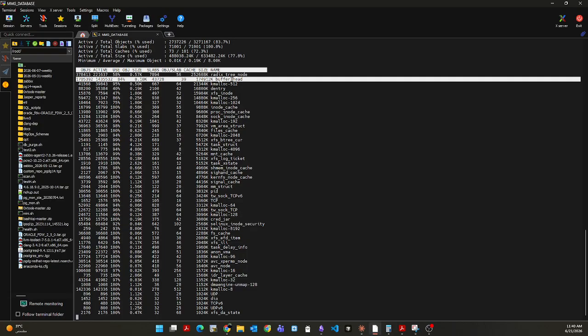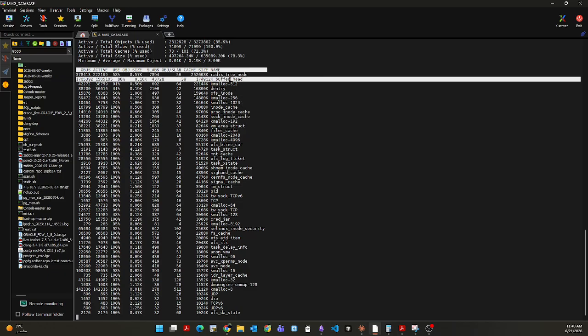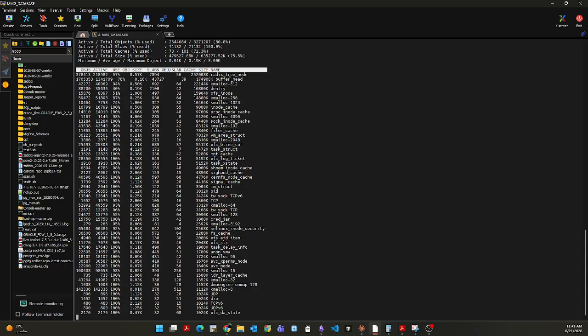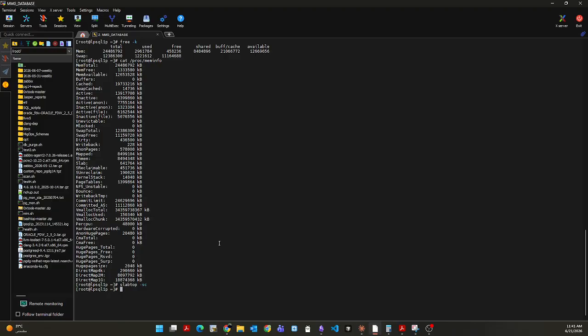Also, we have the buffer head. This one is basically for direct IO. The buffer head is just information about the file, the inode. We have the inode cache too. Those are actually the first things that, if there is a memory issue, are going to be reclaimed by the kernel. Usually with the default kernel configuration, every time there is memory pressure, the first thing to be reclaimed is this slab reclaimable.